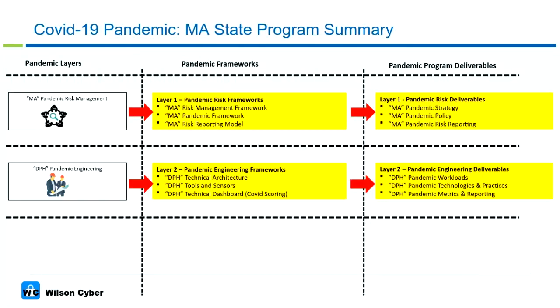And once again, we've talked about this at the federal level. We used to have the same pandemic layers, pandemic frameworks, and pandemic program deliverables. In this case, at the state level, different people would be responsible, and our metrics would cover just Massachusetts versus the federal level. Again, different people, different departments responsible, and the metrics would be at a national level.